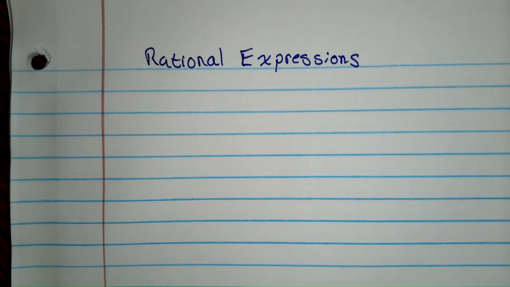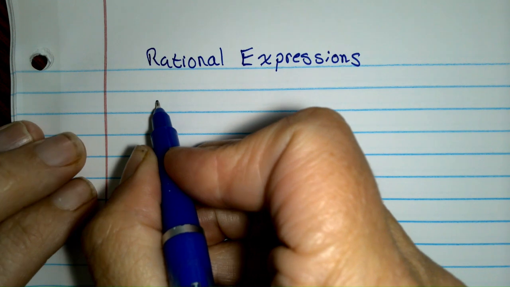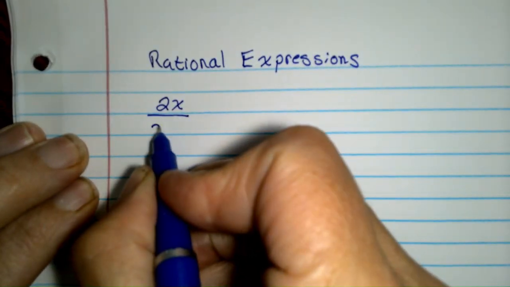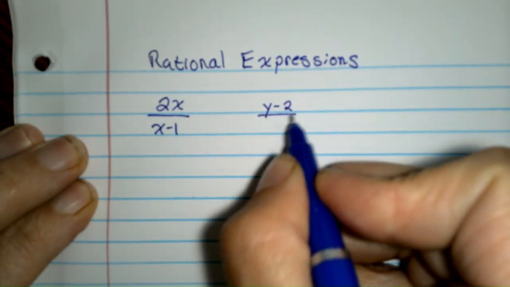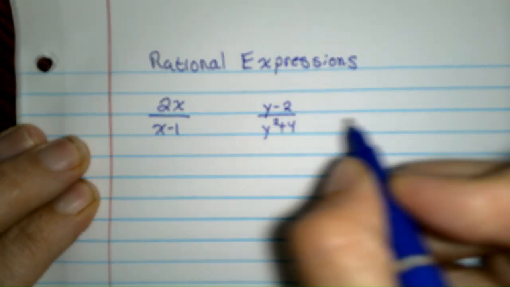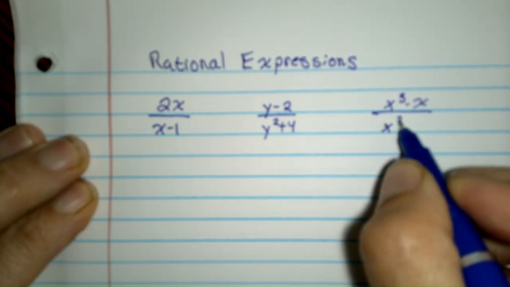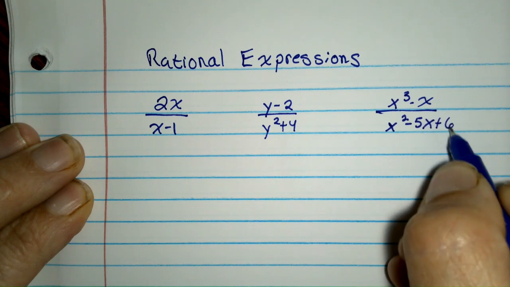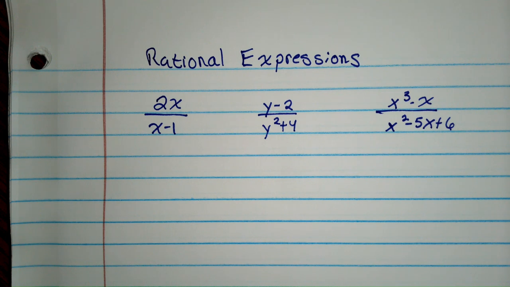Welcome to Rational Expressions. Again, with expressions, we're not working with anything that has an equal sign, and the word rational means it can be written as a fraction. So we're talking about stuff like 2x divided by the quantity x minus 1, y minus 2 over y squared plus 4, x cubed minus x divided by x squared minus 5x plus 6. And there's a lot of different ways that we can write them, but one of the first things that we're going to focus on is things about the domain.